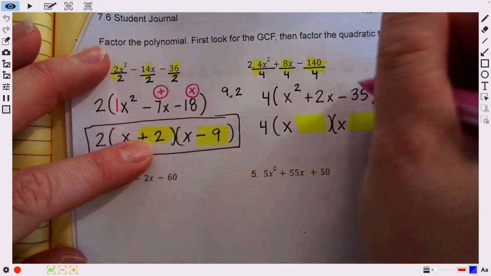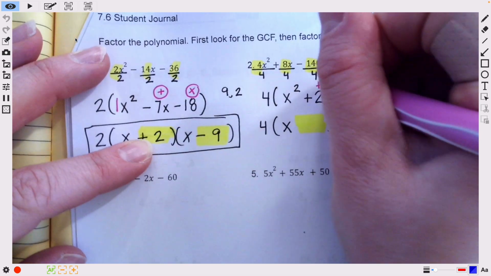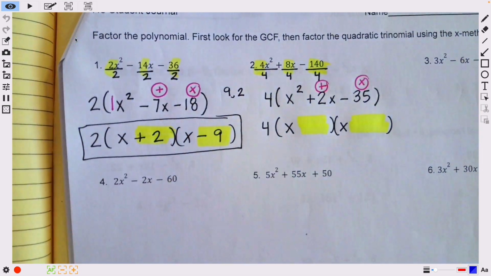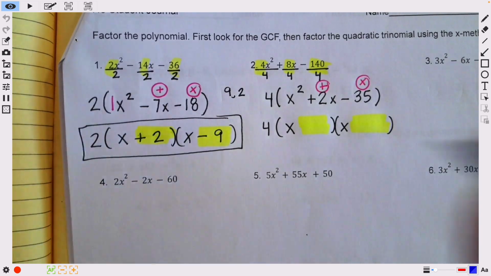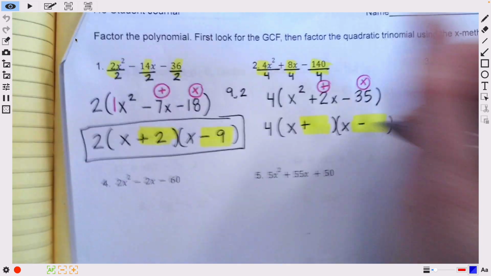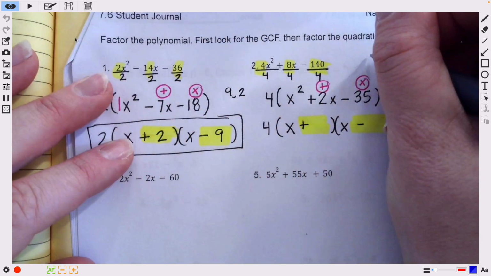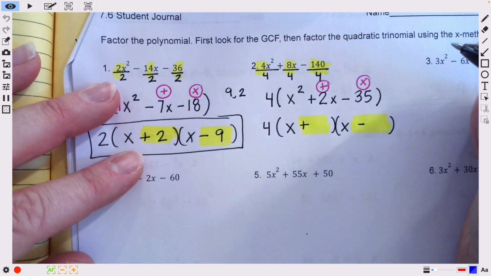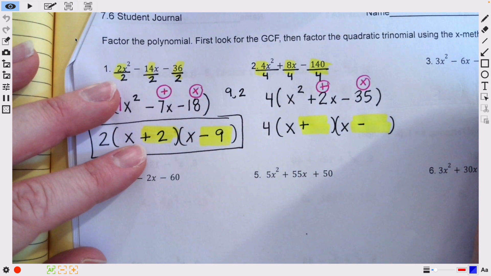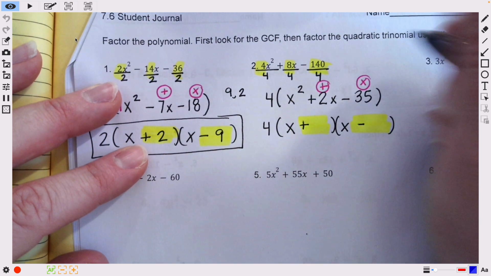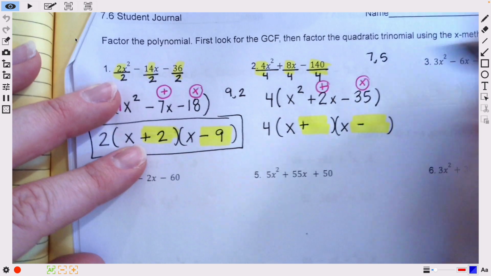Has to multiply to negative 35 and add to 2. Look at your factors of negative 35 or 35. The negative just means one's going to be plus, one's going to be minus. Sammy? That won't make 2, I don't think, because 35 minus 1 is not 2. Maddie? 7 and 5. I agree we can make 2 from.